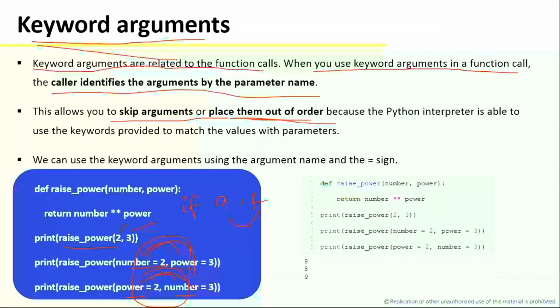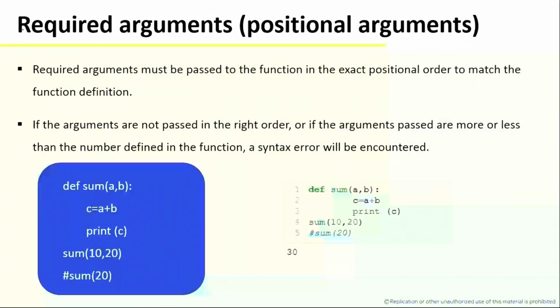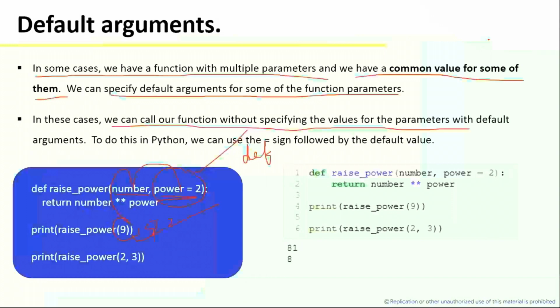Now the third kind of arguments are called positional arguments. This is available in all programming languages. The basic rule of function is, just give me 1 minute.